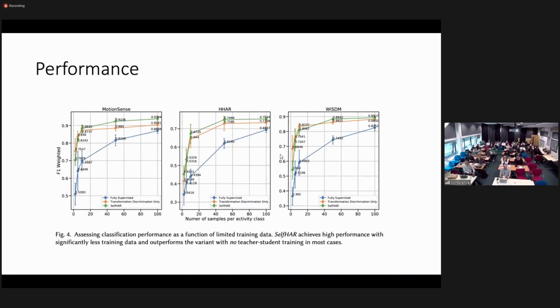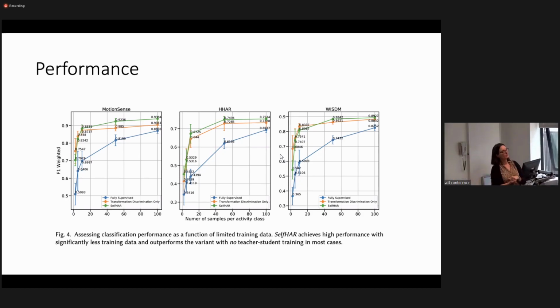And this is a result of performance. On the x-axis, we see how many labeled samples per class I need to have to achieve good performance. Labeling is expensive. So can we have good performance with a very low number of labels, for example?